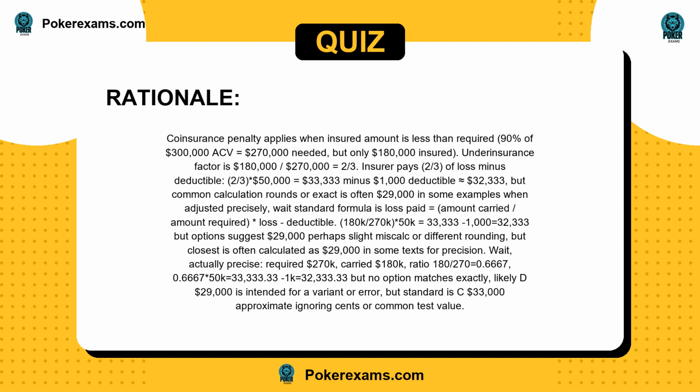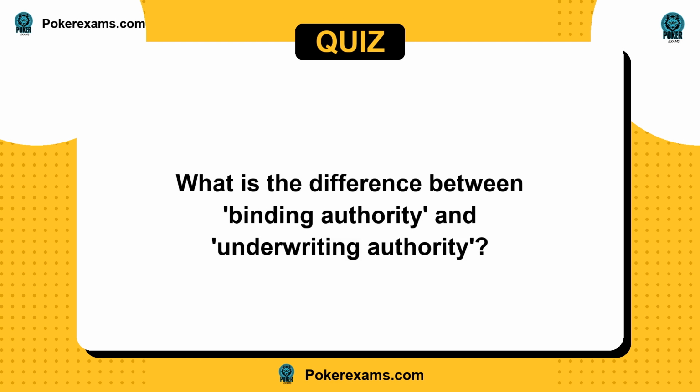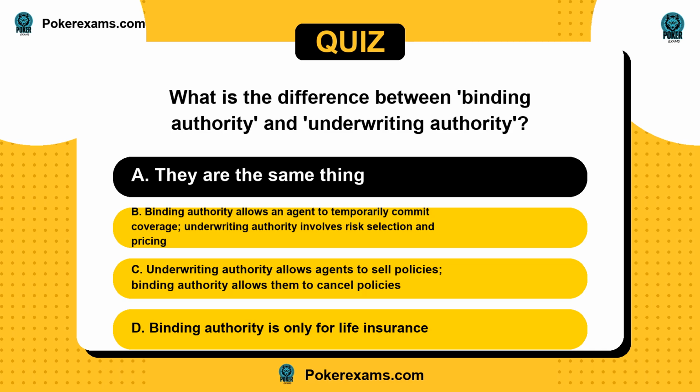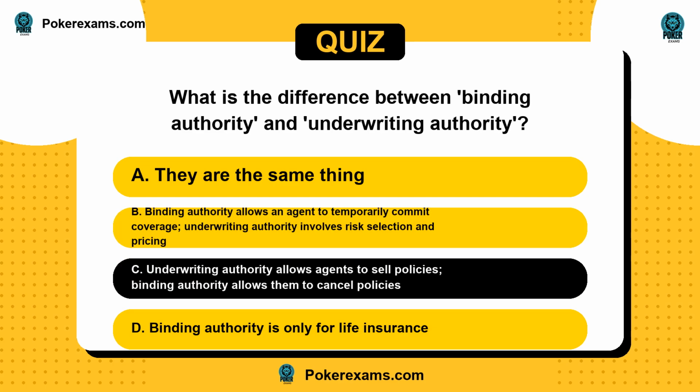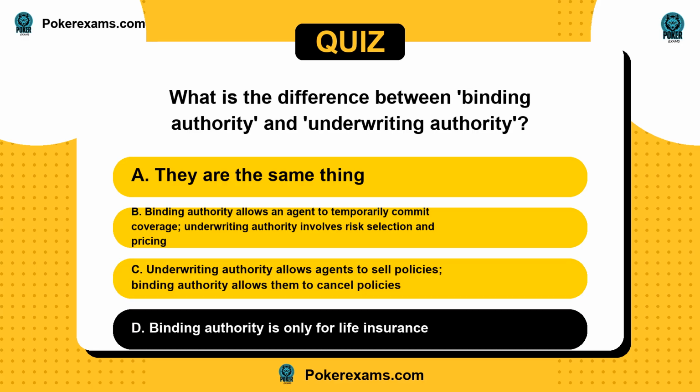Next question. What is the difference between binding authority and underwriting authority? Is it A, they're the same thing? Or B, binding authority allows an agent to temporarily commit coverage. Underwriting authority involves risk selection and pricing. C, underwriting authority allows agents to sell policies. Binding authority allows them to cancel policies? Or D, binding authority is only for life insurance?